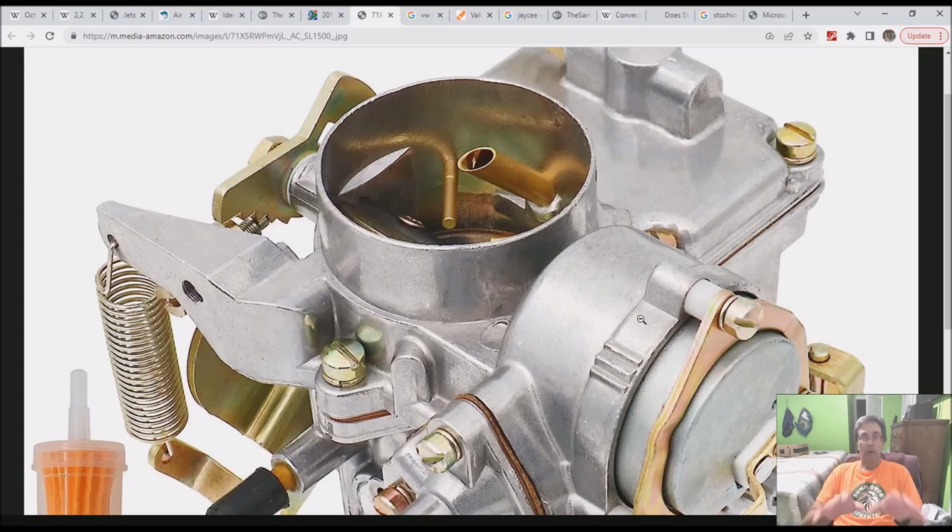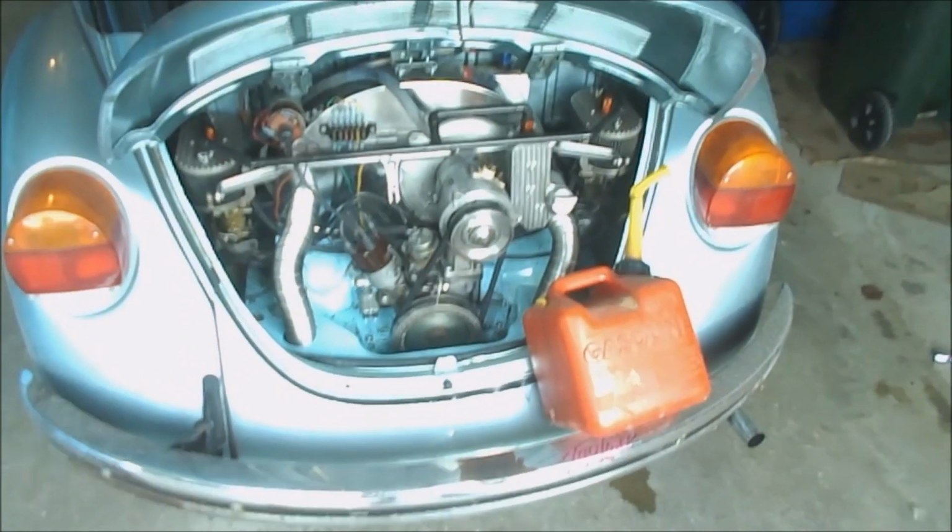You never want to run rich the bulk of your time or your motor will run hot. Remember, that's what this video is about. What do you do to keep it cool, and what are some of the things that are going to make it run hot? Well, that's it. Richen it up and you run hot. Keep it nice and lean and you'll run cool. Well, that's about the end of that one right there.